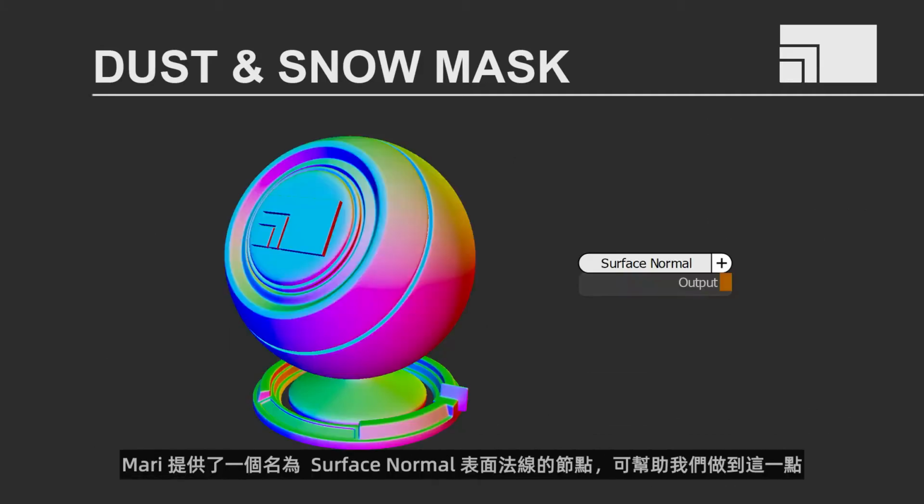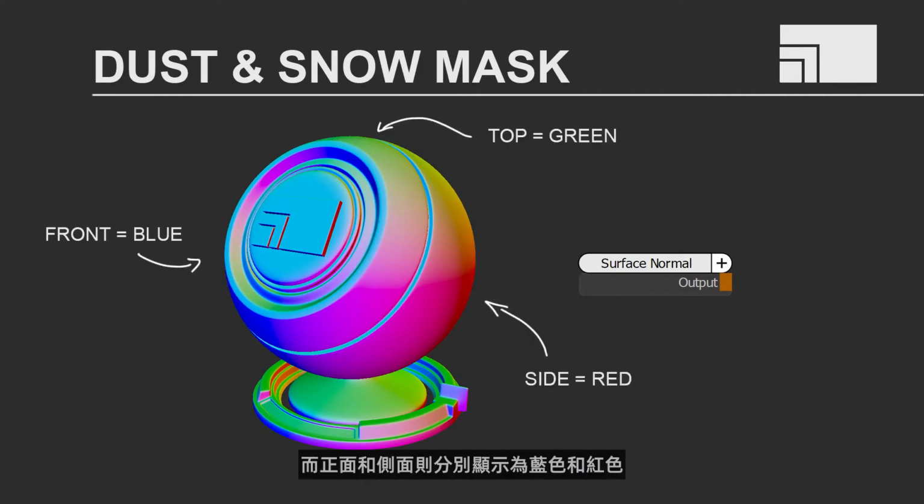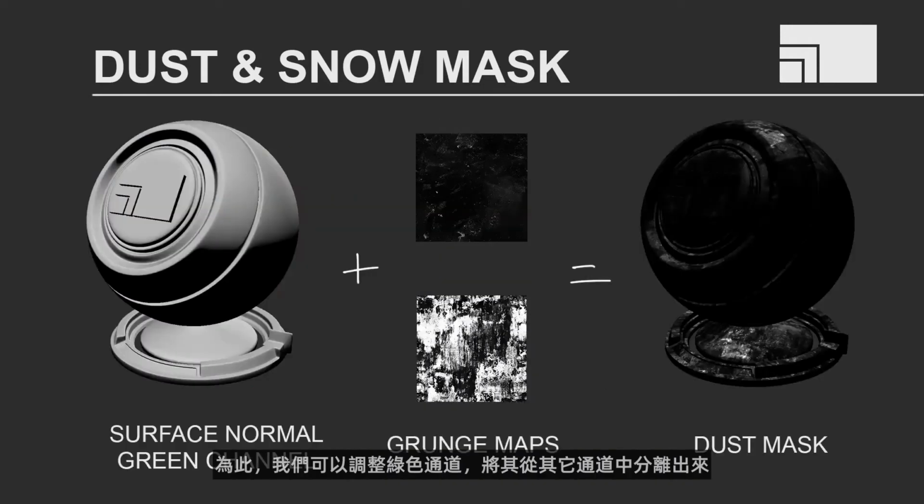Mari ships with a node called Surface Normal that can help us do exactly that. Surface Normal displays the up-facing geo in green and the front and sides in blue and red. We can shuffle out the green channel to isolate it from the rest, and we can multiply and mix in different grunge maps on top depending on the desired effect. Let's see how it works.